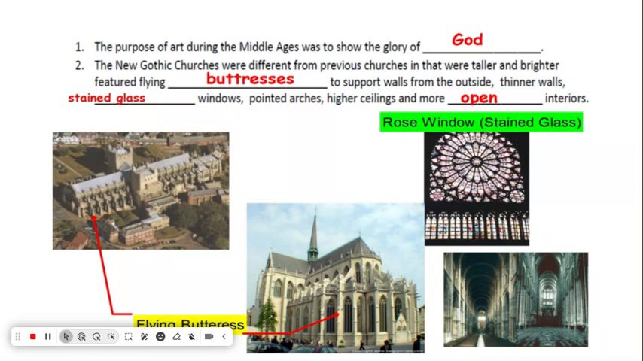Okay. One other thing that you might notice, particularly in the bottom picture in the center here, are the spires, or a steeple. This idea that the spire is directing your eyes upwards towards heaven, and in a way re-emphasizing that the whole purpose of religion is to get to heaven.